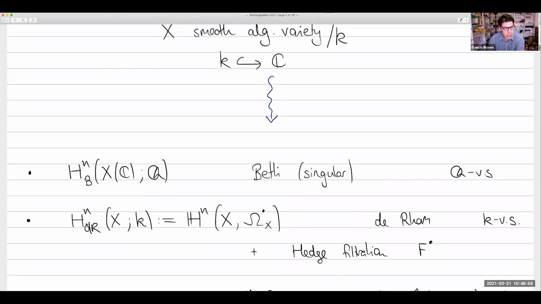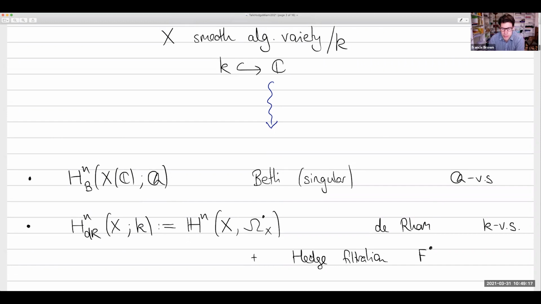On the other hand, Grothendieck defined the algebraic de Rham cohomology, which is a vector space over K, again of finite dimension, and in fact of the same dimension. This is defined to be the hypercohomology of the sheaf of Kähler differentials. And that comes with a Hodge filtration.